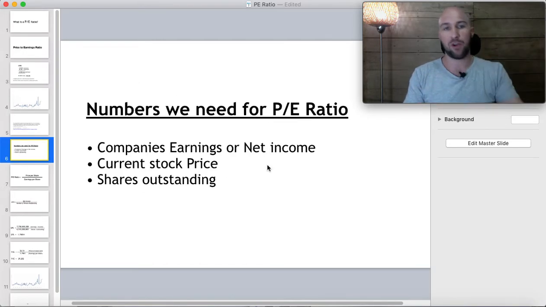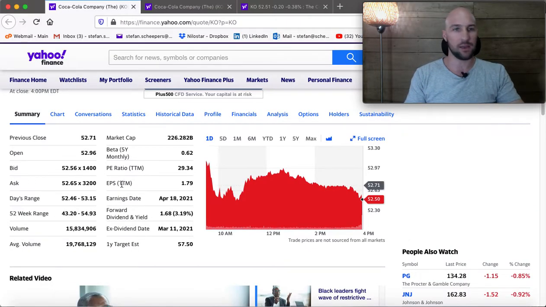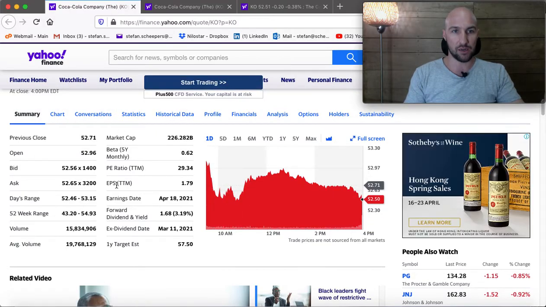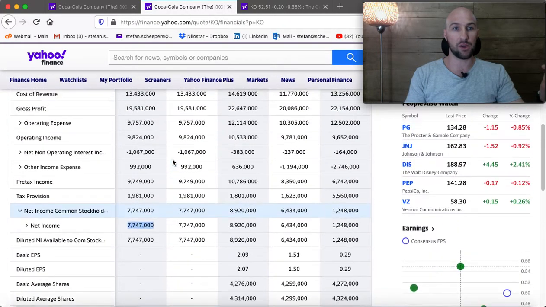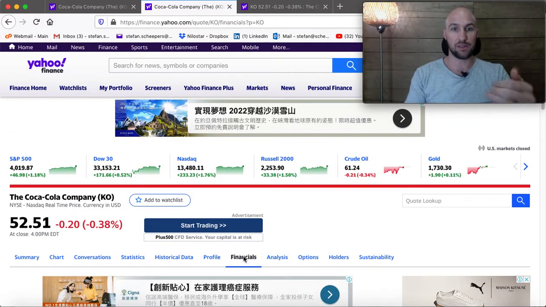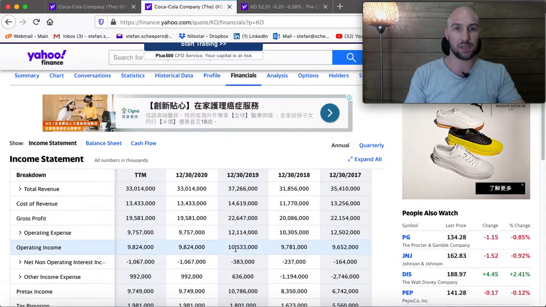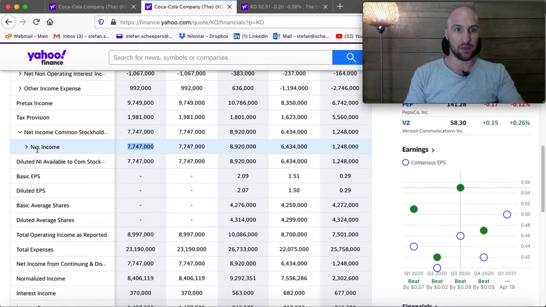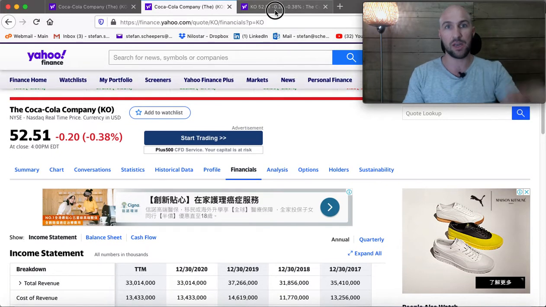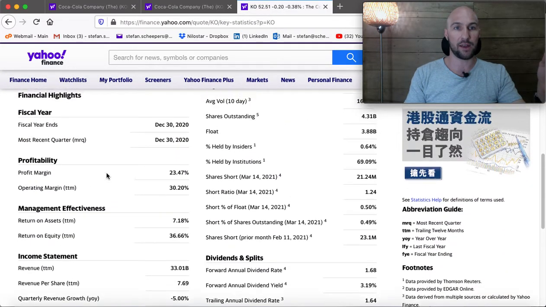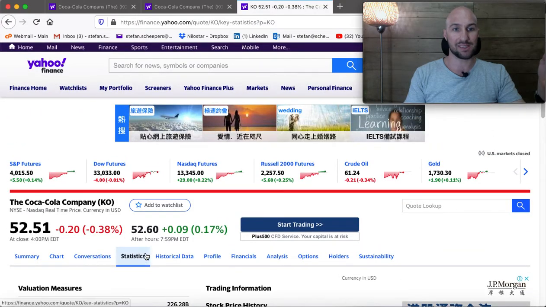Now, where can you find all this information? Easily, you go to Yahoo Finance. You go to the top here, and you'll see the financials. So you go on the financials, you just go down, and you see net income. You take it there. What you can also do, if you don't want to look at each one individually, is go to Yahoo Finance again and click on statistics.